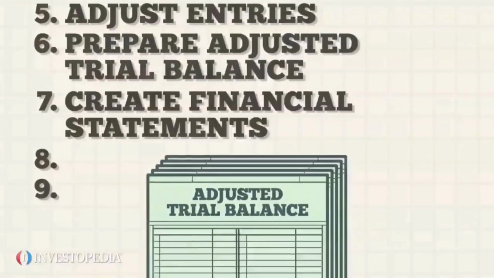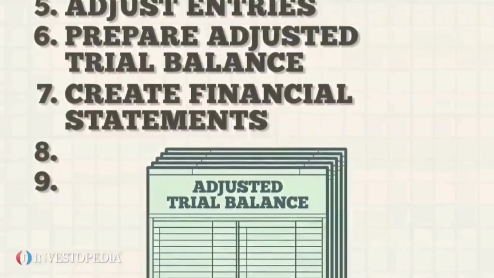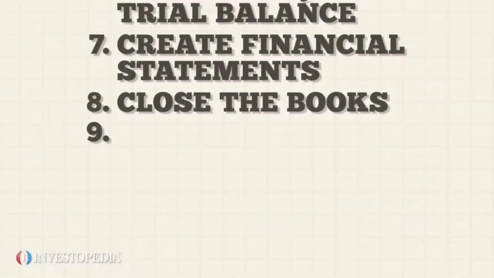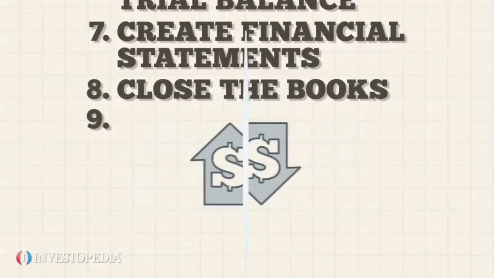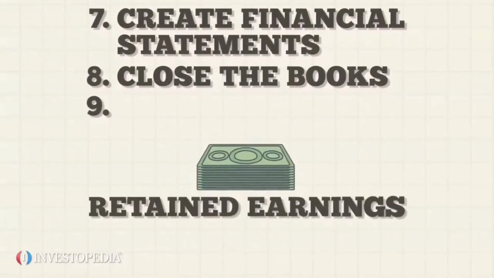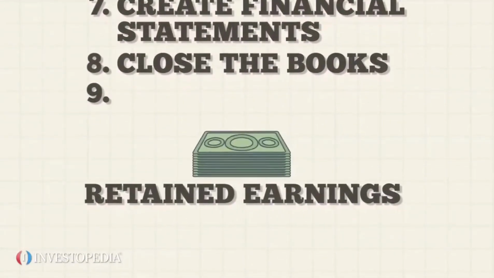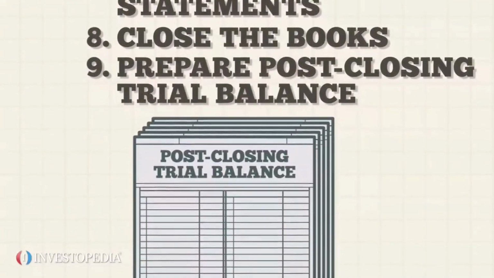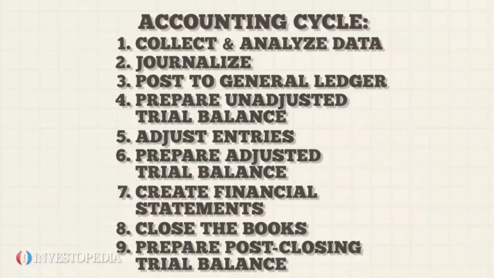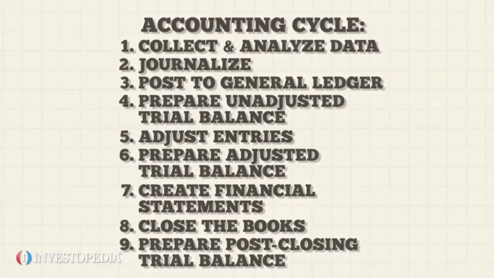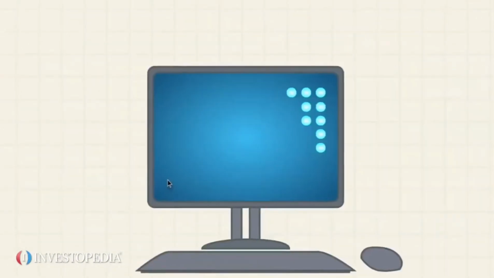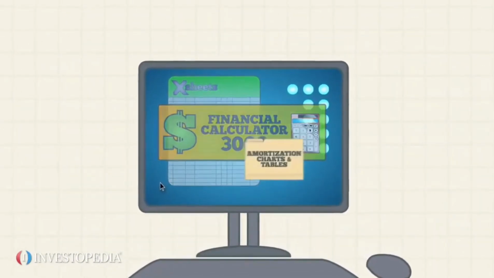7. The adjusted trial balance is used to create financial statements such as the income statement, balance sheet, and statement of cash flows. 8. The books are closed. This involves zeroing out the income and expense accounts with the difference going to retained earnings as either income or loss. 9. A post-closing trial balance is prepared to check the accuracy of the closing entries. These steps are considered traditional because they are a holdover from when accounting and bookkeeping was a manual process. Sophisticated accounting software has made many of these steps obsolete.